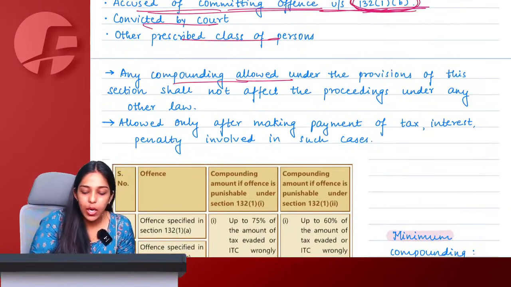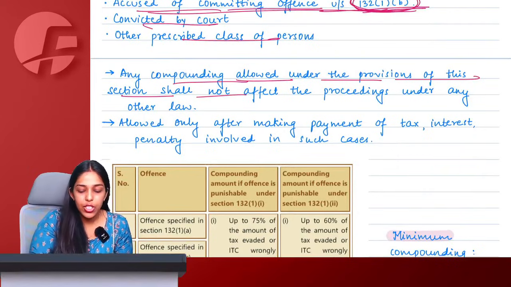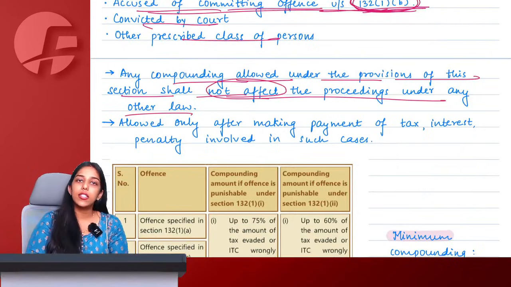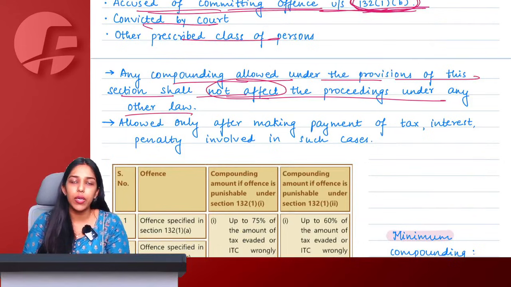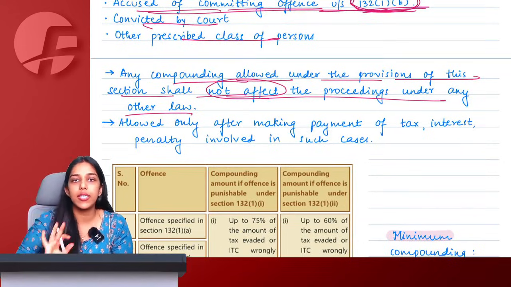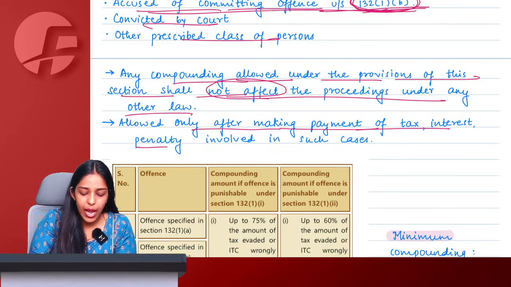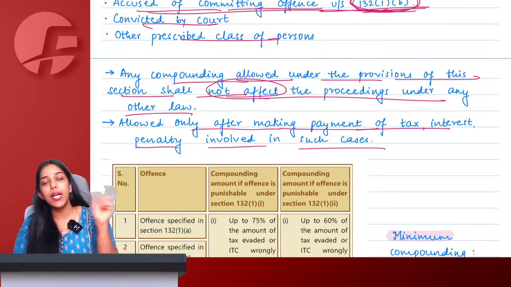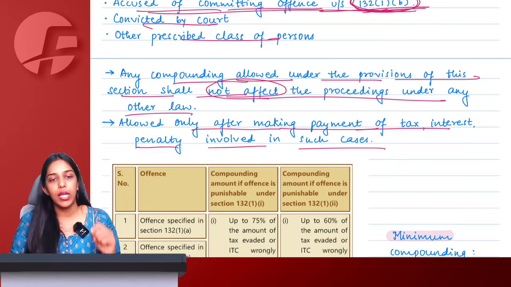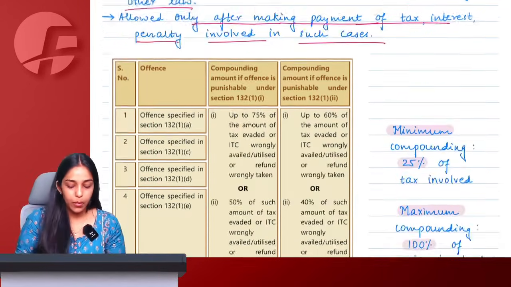Any compounding allowed under the provisions of this section shall not affect proceedings under any other law. If prosecution is going on under any other law, it will go on. For this particular section, we are saying compounding we can do, allowed only after making payment of tax, interest, penalty, everything you pay, plus the compounding amount also you will have to pay. Then you can save yourself from prosecution.